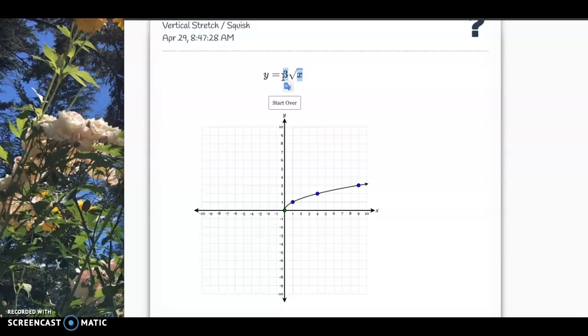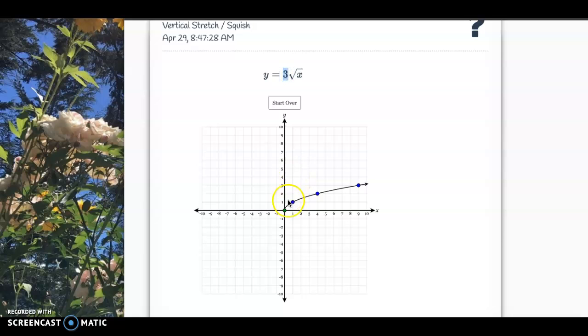So I know it's going to be a stretch because the coefficient, the number in front of the equation, is greater than 1. Because it's 3, it's not a fraction, it's a whole number greater than 1, I know it's going to be a vertical stretch. So the function is going to get more stretched out, longer.